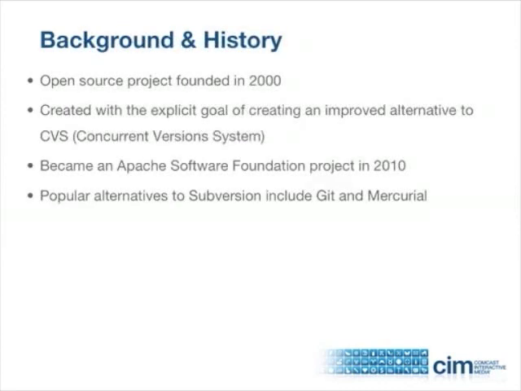So a little background and history on Subversion. Subversion is an open source project. It was founded in 2000, interestingly with the explicit goal of creating an improved alternative to CVS, CVS being concurrent version system. Subversion became an Apache Software Foundation project in 2010, and some popular alternatives to Subversion you may have heard of include Git and Mercurial, Git probably being the most stylish these days.